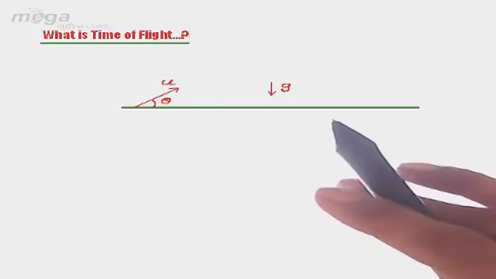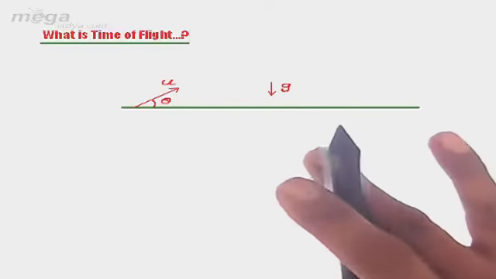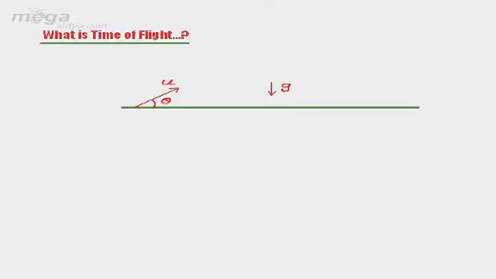To answer that, we can consider a very simple example. Say a particle is thrown from the ground at an angle theta with the horizontal. Gravity always acts perpendicular to the surface of the earth, or we can say vertically downward. So under this gravitational acceleration, the particle will follow a parabolic path, maybe of this shape.